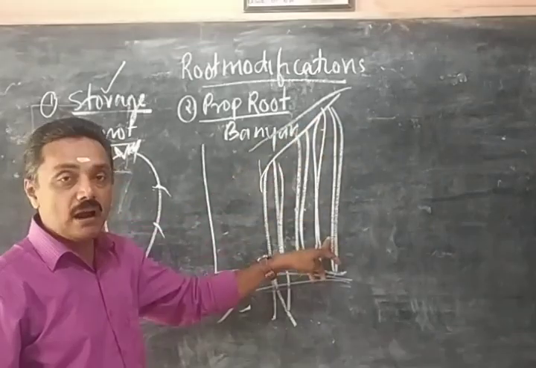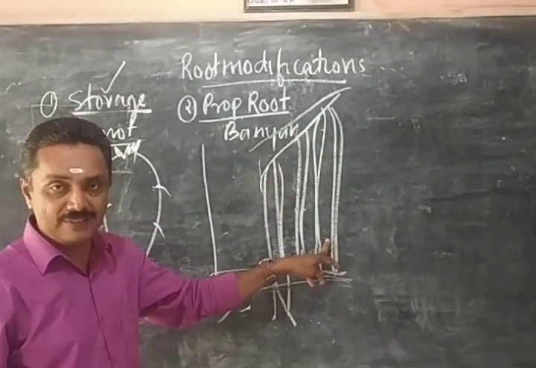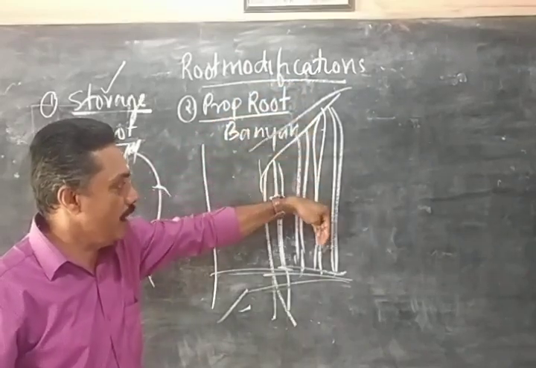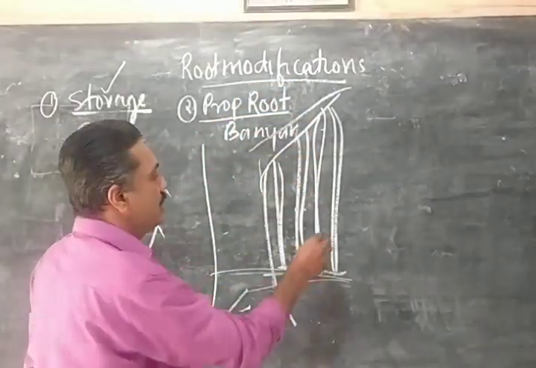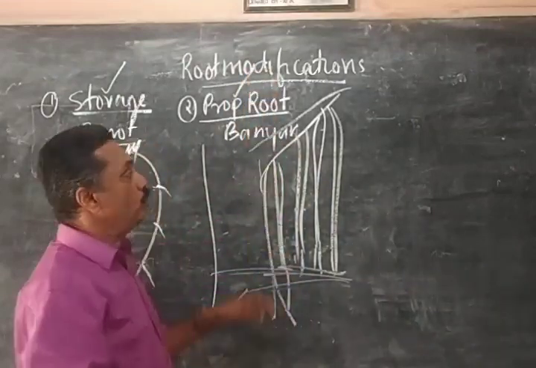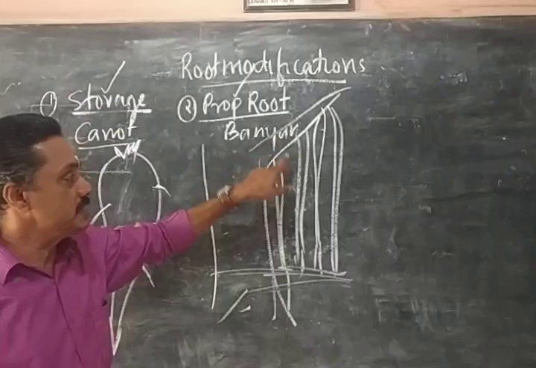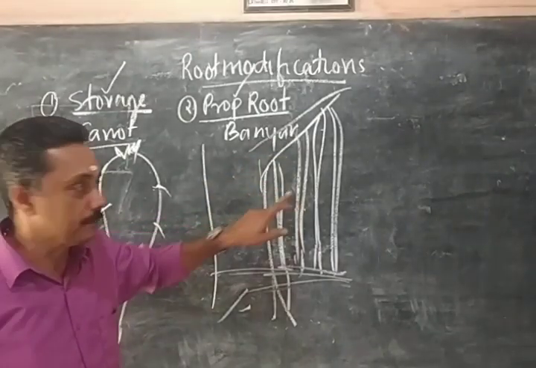They give mechanical support. They support the branches. So roots come downwards from the branches, touch the soil, and become thick pillar-like structures. These roots are called prop roots, P-R-O-P, and they are for mechanical support.